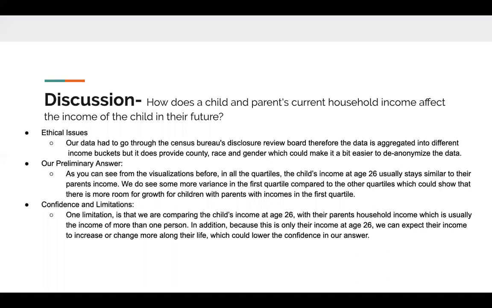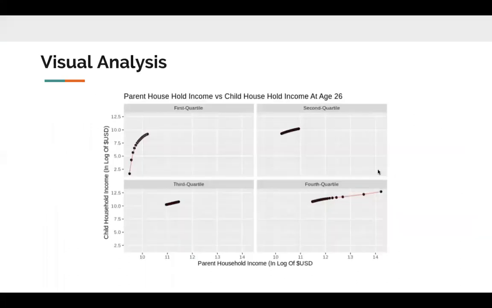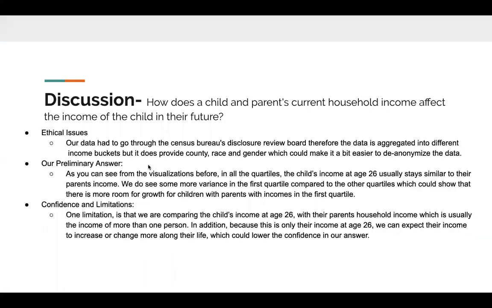So from our data that you saw, our preliminary answer is that in all the quartiles, the child's income at age 26 usually stays pretty similar to their parents' income. We do see a bit more variance in the first quartile compared to the other quartiles, as you could see right here, which could show that there's more room for growth for parents with children with incomes in the first quartile.